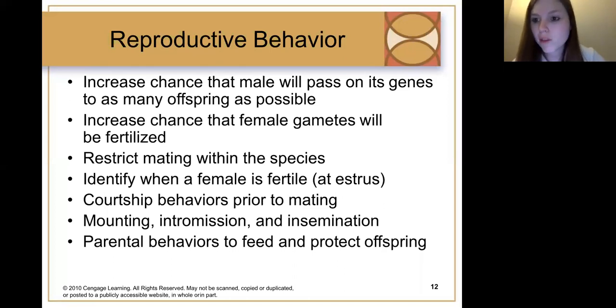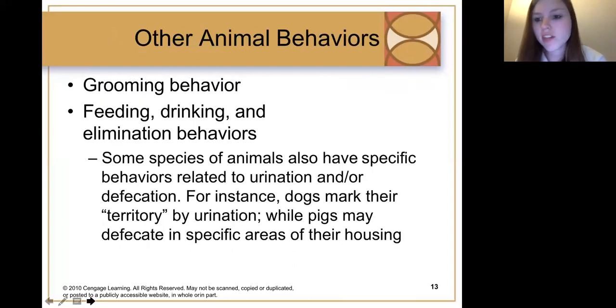So go over this slide and be familiar with these behaviors that are associated with reproductive behavior, because if animals don't reproduce, then you're not going to get more animals. So it's really, really important to understand this slide. Then, of course, there are other animal behaviors like grooming, feeding, drinking, and things like that.